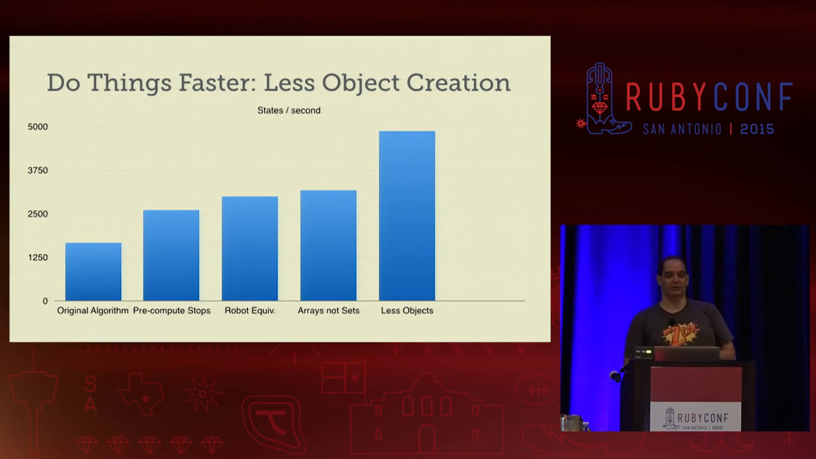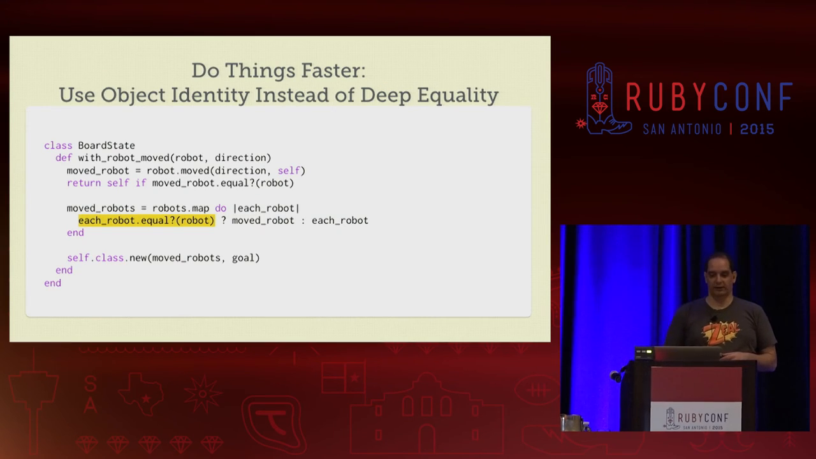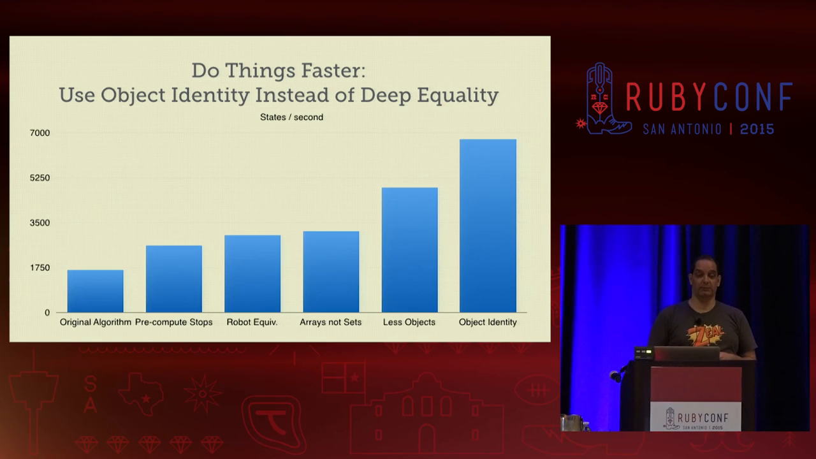And then I also realized that there's some places where I could do identity checking instead of deeper equality checking. So identity checking is whether two objects are the identical same object versus checking whether they have the same values in their instance variables. And so right here, I could use the equal question mark method, and that was faster as well. And again, that was a pretty big win.